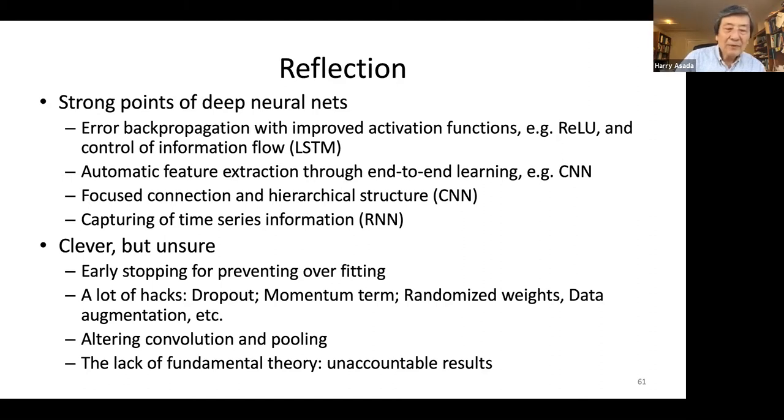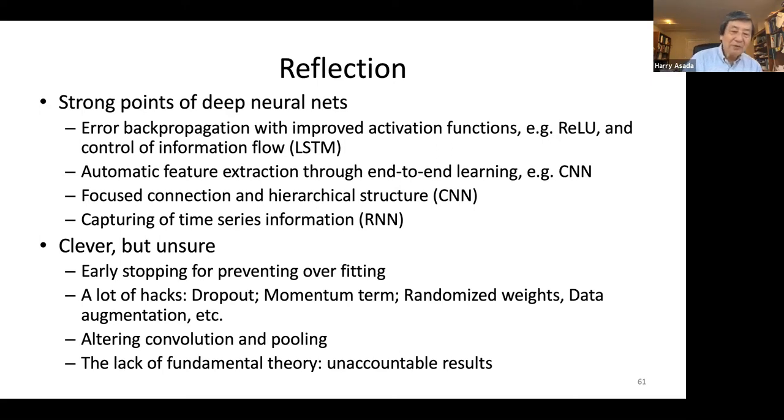And we also have some amazing, clever ideas, but not so rigorous, like early stopping for preventing overfitting. It's a good tip, but we don't know whether that is actually useful in other general tools. And lots of hacks are involved in dropout, momentum, randomized weights for getting rid of local minima, and data augmentation. Lots of hacks involved, right? Altering convolutions and pooling needs lots of trial and error.